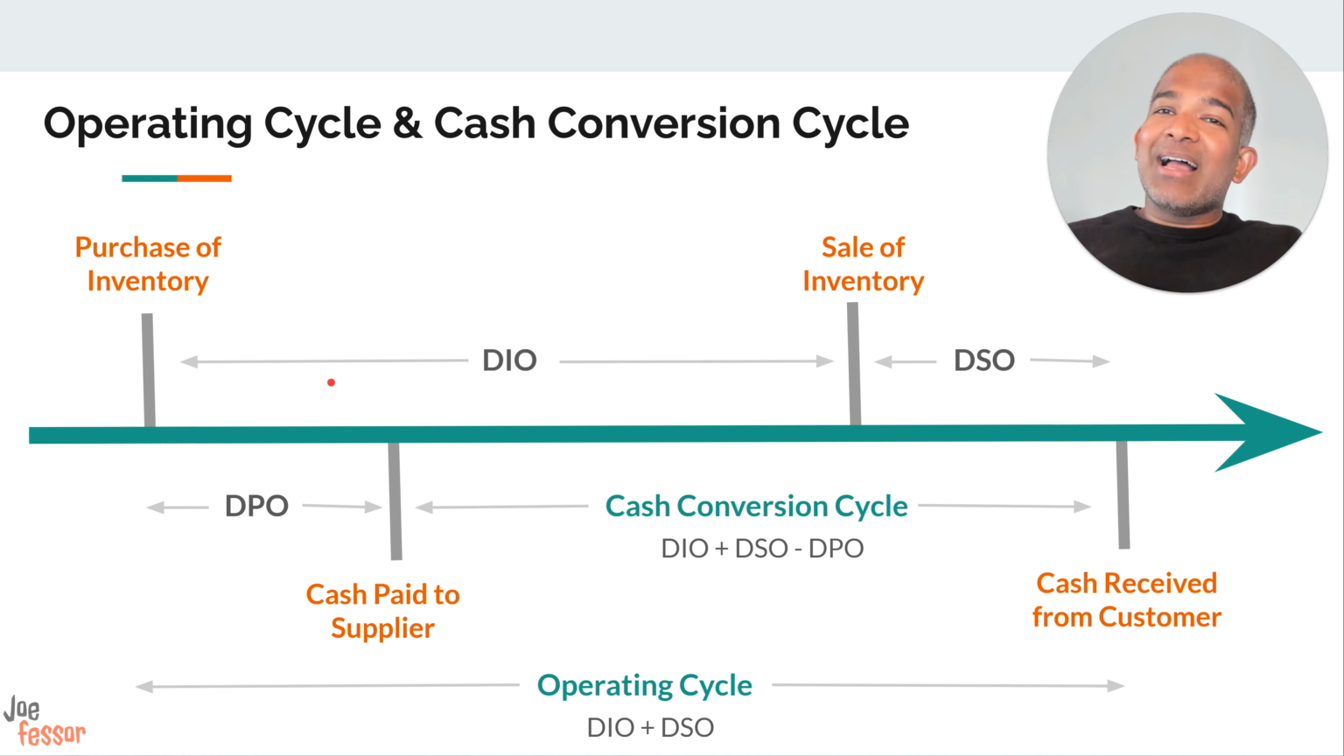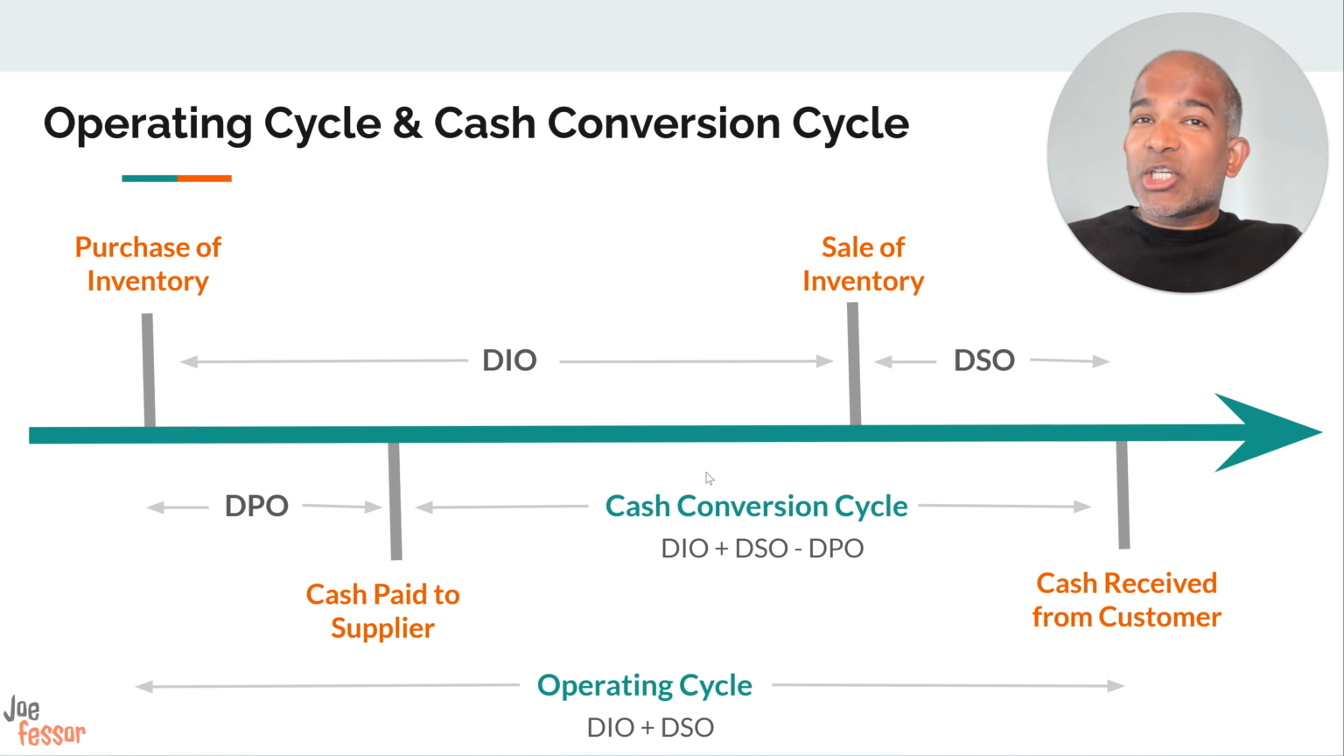Now that we have a good understanding of DSO, DIO, and DPO, we can combine them to understand two important concepts: the operating cycle and the cash conversion cycle. The operating cycle is the total time it takes for a company to convert its inventory into cash. It's calculated by adding the days inventory outstanding and the days sales outstanding. So DIO plus DSO. This represents the time from when inventory is purchased to when cash is collected from the sale of that inventory. In other words, it measures how long a company's cash is tied up in inventory and receivables.